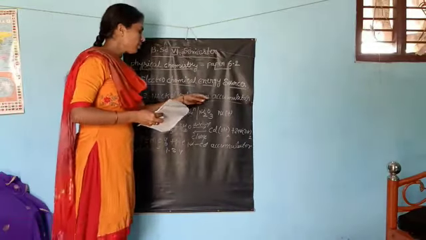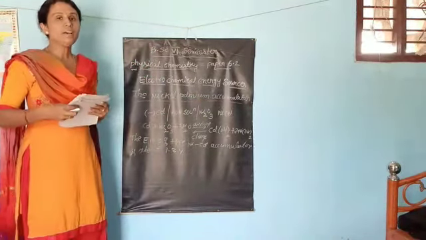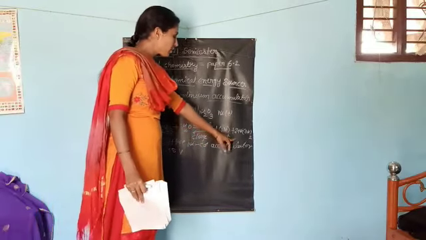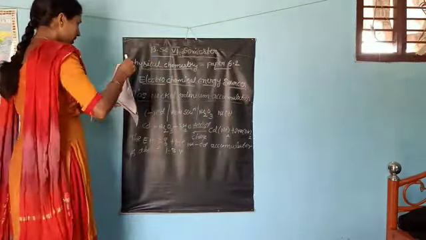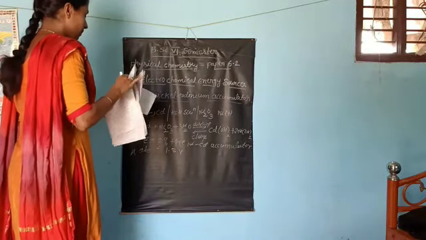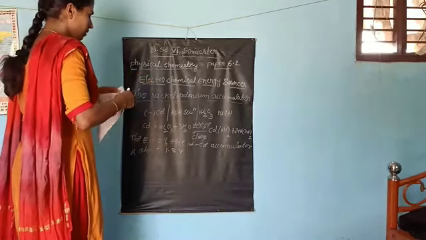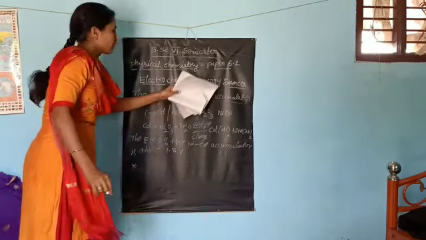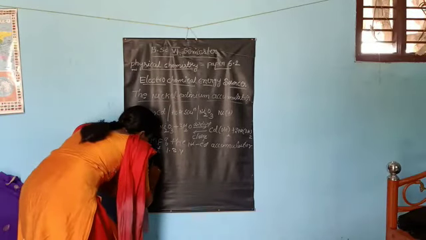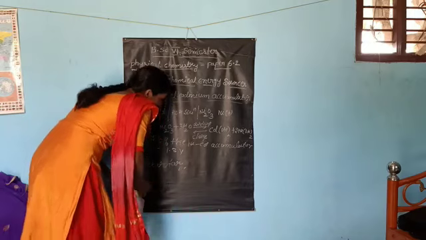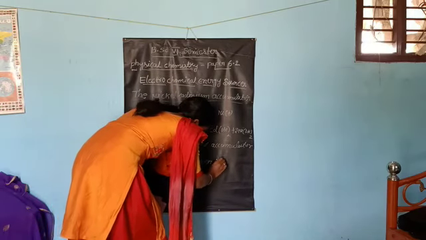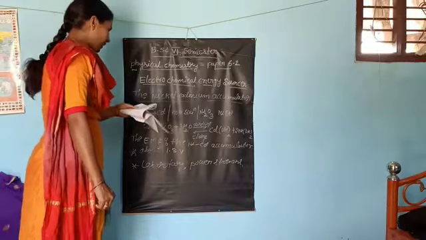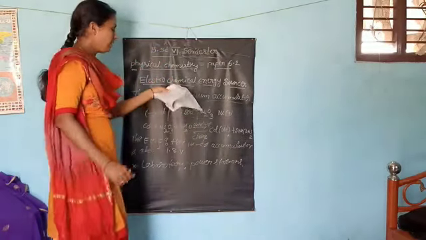So what are the uses of the accumulator? It is used in radios, calling bells, telegrams, telephones and electric clocks. It is also widely used in laboratories and power stations.